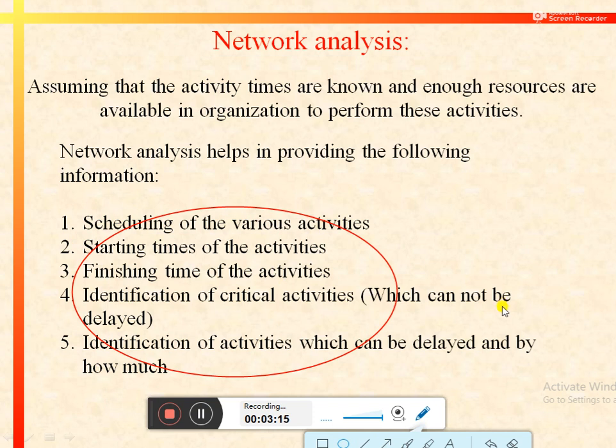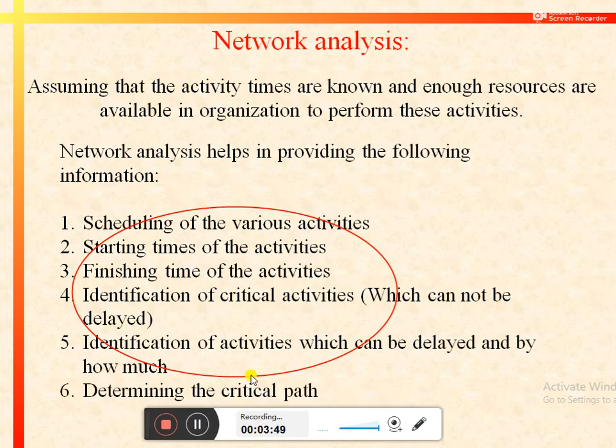We can schedule different activities. We can find out the starting times and finishing times of the activities. Further, we can determine or identify the critical and non-critical activities that need to be performed to complete a particular project. And further, we can also determine by how much time a particular activity can be delayed without affecting the total time or duration of the project. And based on this information, in the end we can determine the critical path of the network.